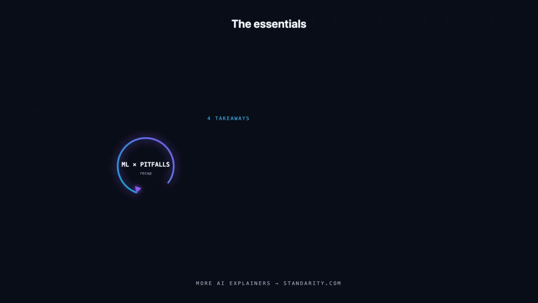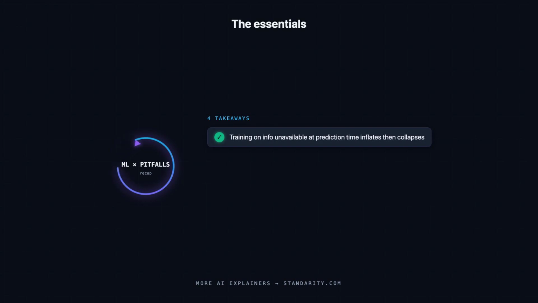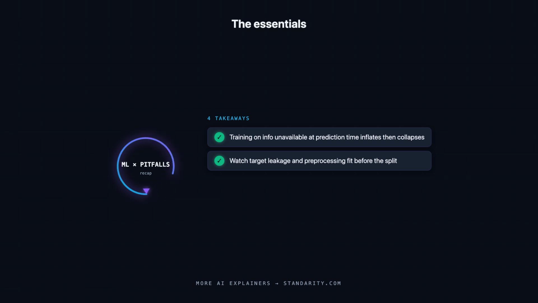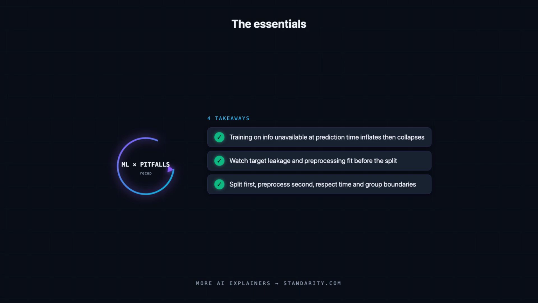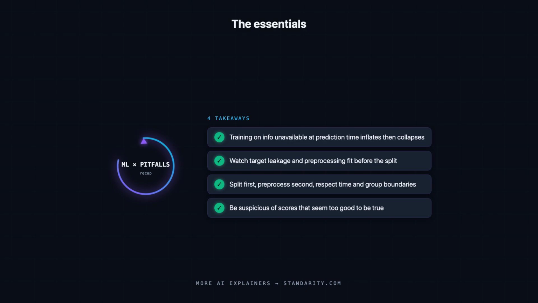Okay, let's lock in what you need to remember. Data leakage means your model trained on information it won't have at prediction time, inflating validation scores that then collapse in production. Watch especially for target leakage from outcome-driven features, and for preprocessing that was fit on the whole dataset before the split. Prevent it by splitting first and preprocessing second, using pipelines that fit on the training folds alone, and carefully respecting time and group boundaries so the same subject never lands on both sides. Above all, be suspicious of scores that seem too good, because leakage hides perfectly until the day you deploy. Think hard about whether each feature is truly knowable at prediction time.